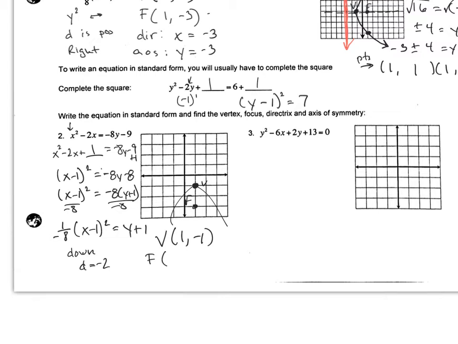So the focus coordinates are at 1, negative 3. The directrix is going to be 2 outside the vertex, or 2 up. So there's our directrix right here. And that's the line y equals 1. And then the axis of symmetry goes the other way, perpendicular, connecting all 3. So that touches the x-axis, and that's the equation x equals 1. So again, the graph is just there to help.